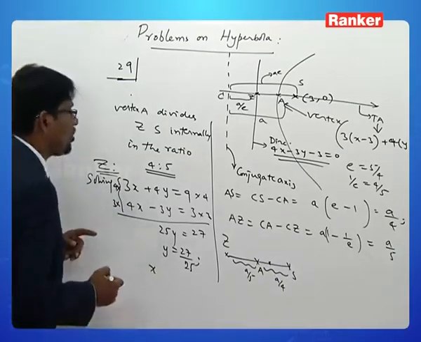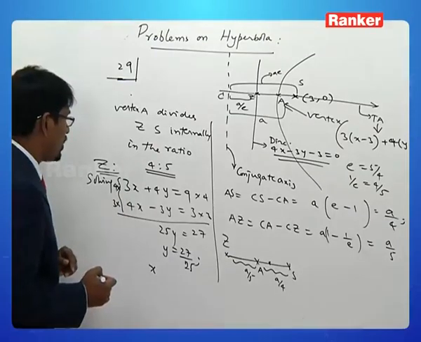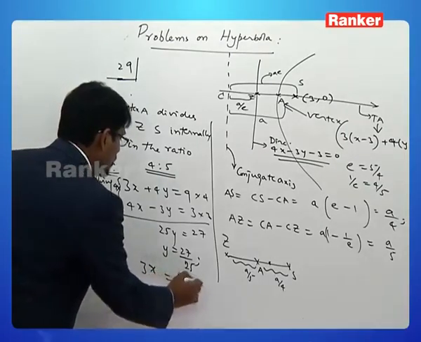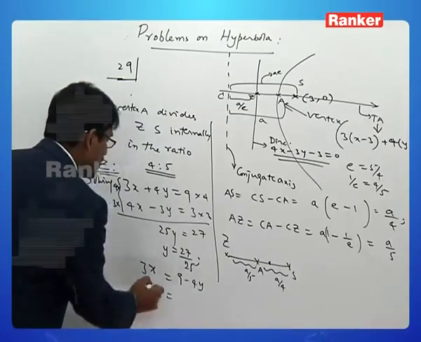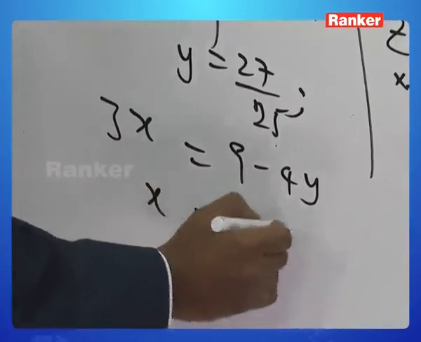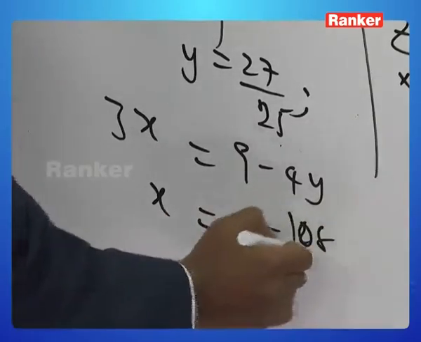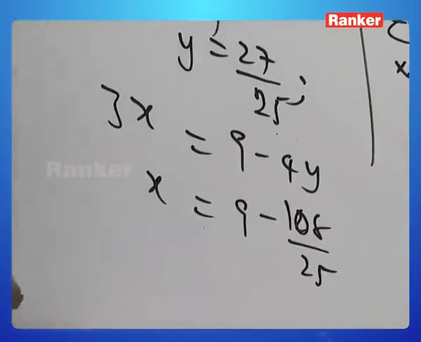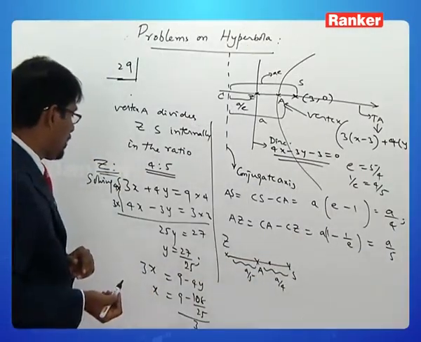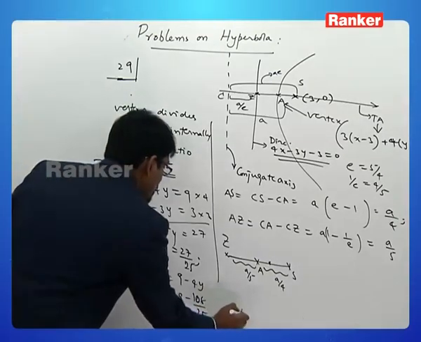The x coordinate can be obtained by substituting the y value here. So 3x is equal to 9 minus 4y. So that makes it x is equal to 9 minus 4y by 3. So 9 minus 108 by 25, by 3. That makes it actually 3 minus 36 by 25.